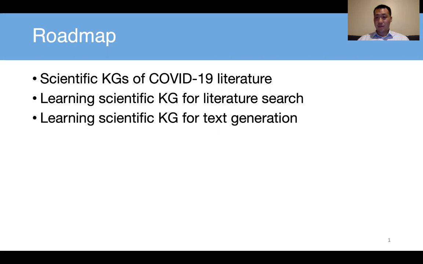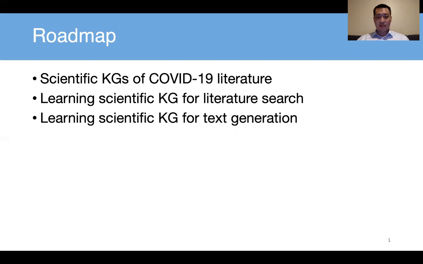So one is, as you know, we are experiencing this coronavirus pandemic. There are a lot of publications in coronavirus research. So how can we turn the literature text into knowledge and use that knowledge for scientific discovery? The other is, can we use a scientific knowledge graph for literature search, going beyond existing search engines which use keyword matching? Can we do semantic level or knowledge level discovery in this kind of search engine?